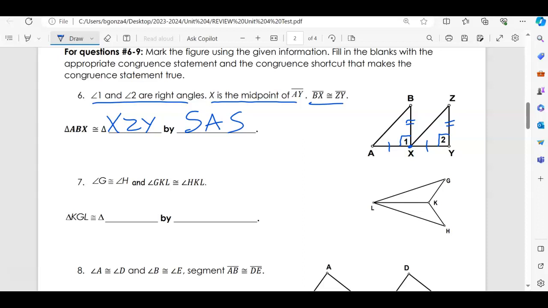Cool. All right, number 7. These are touching, so put a tick mark there. It says G and H are congruent. And then GKL is right here. Matches HKL. So the triangle KGL flips over and makes it KHL by what? Well, if I go on the edge, I got angle, angle, then a side. The side is not in between the angles, so it's angle, angle, side.